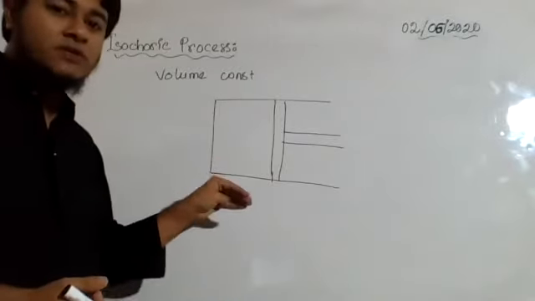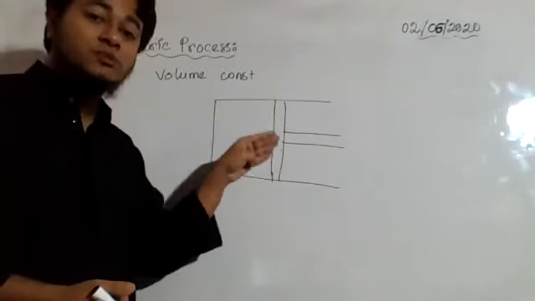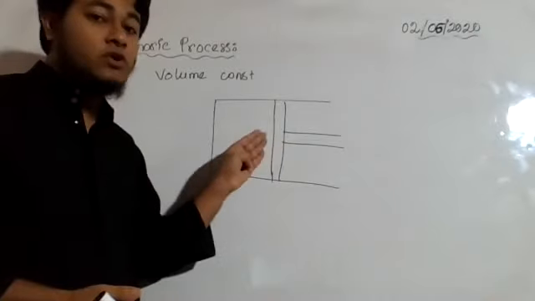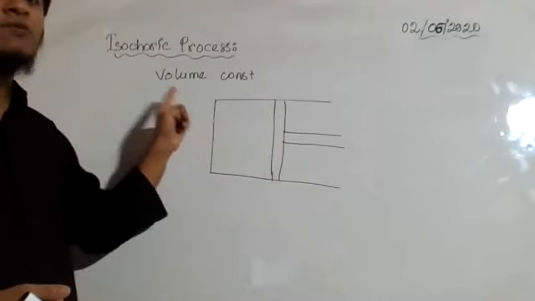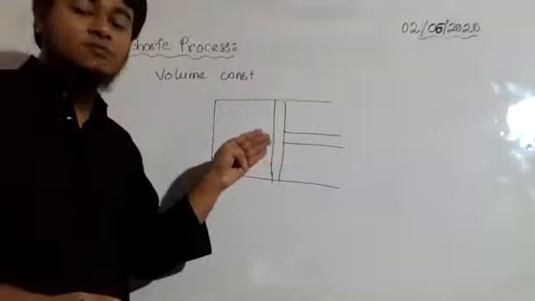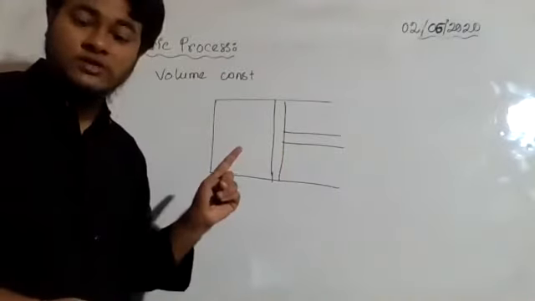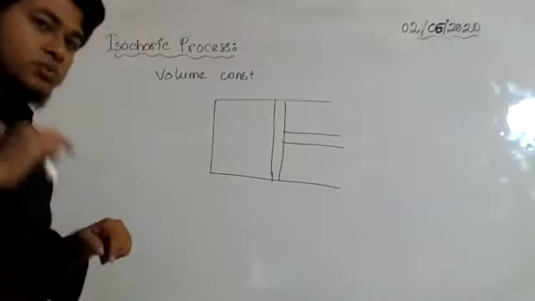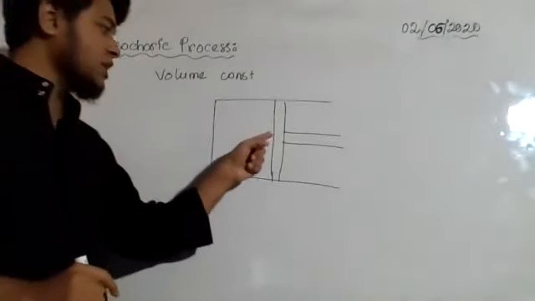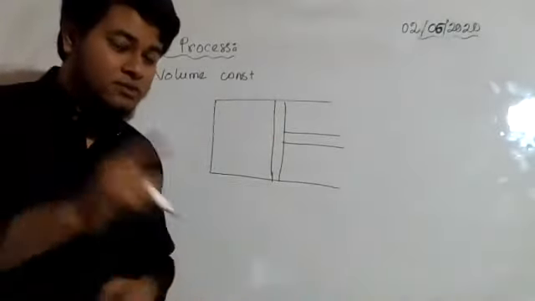These three sides are fixed. What if we keep this piston also fixed? Then what will happen? The volume will not change. Only that time the volume is going to be constant. If this piston moves, the volume is not going to be constant anymore. So for this process, to keep the volume constant, this piston cannot move from its place.